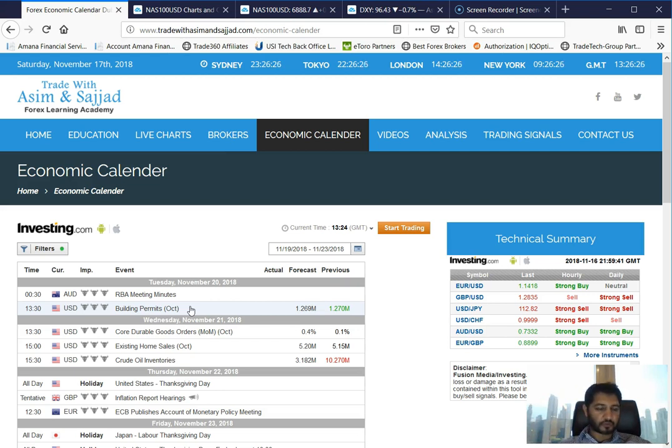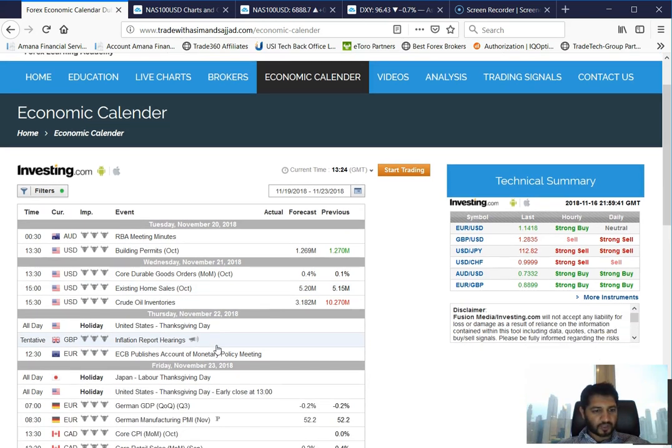Starting my analysis from the economic calendar, as we can see on Tuesday, November 20th, we have got the RBA meeting and building permits for the US. We got durable goods orders for the month of October from the United States, existing home sales, and crude oil inventory on Wednesday as well. We have got a bank holiday in the United States as Thanksgiving Day.